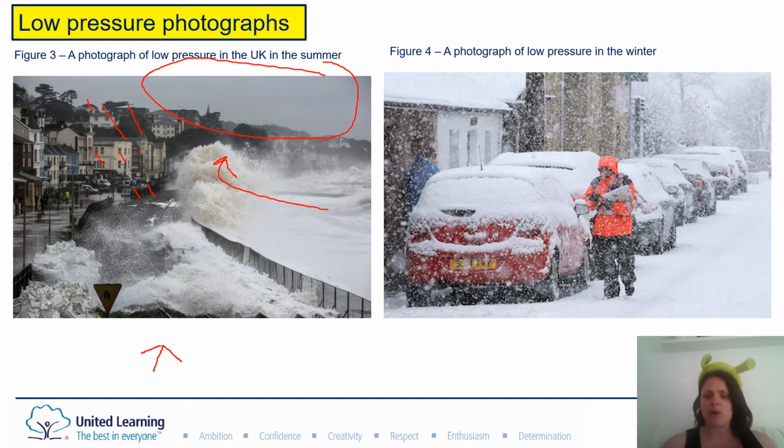But low pressure in the winter would usually bring something like this. So lots of cloud cover again, quite windy and very cold. And the precipitation here would be snow, but also we do get heavy rain in the winter as well. But that's the sort of thing that you'll see in the UK due to low pressure.